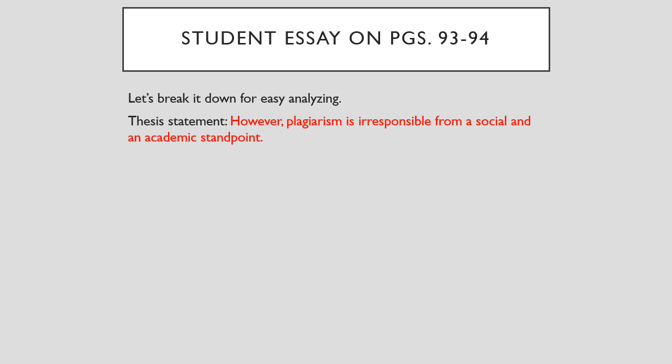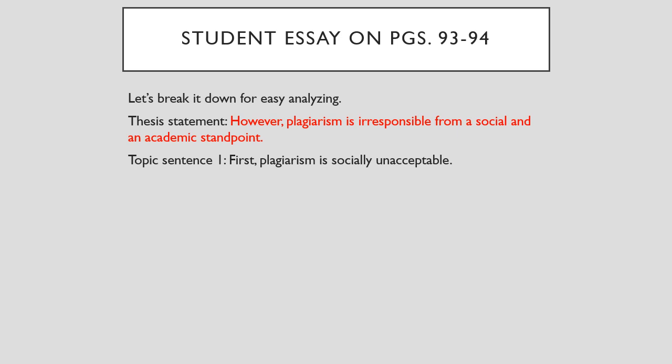Notice the language in the thesis didn't say students should not plagiarize or students should not cheat. No, the writer has a clear point. Plagiarism is bad. Why? It's irresponsible from a social standpoint, so socially, and from an academic standpoint, academically. Okay, so it's clear. The first topic sentence says, first, plagiarism is socially unacceptable. The language is strong, the language is clear, and this is a clear reason, okay, that supports the writer's thesis.